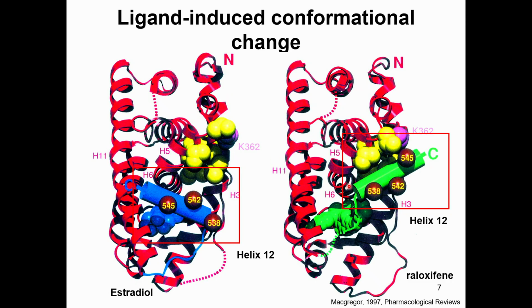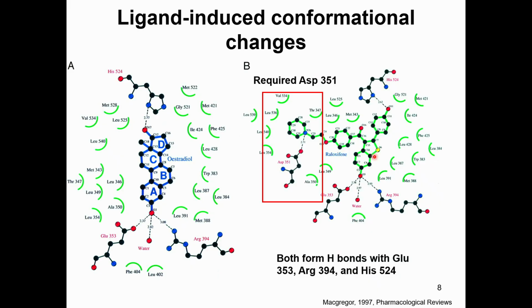But when you add the drug raloxifene, you can see that the position of some of these helices within the receptor changes, and the overall structure of the estrogen receptor is a little bit different when it binds raloxifene as opposed to when it binds estrogen. In this case, it's a configuration that prevents that receptor from functioning. So raloxifene acts as an antagonist. Here it is shown in a slightly different way.